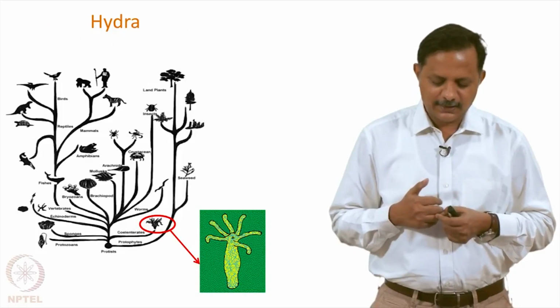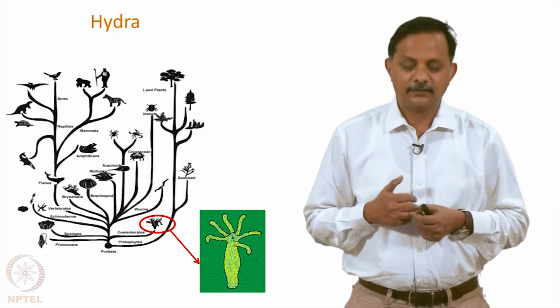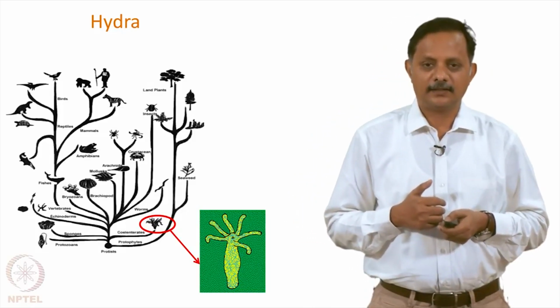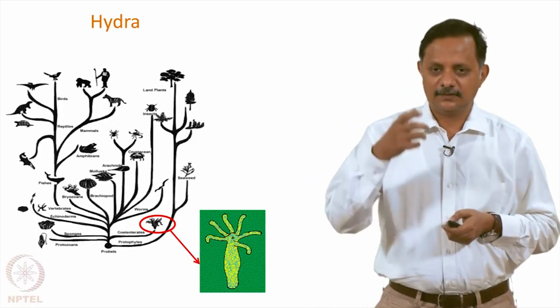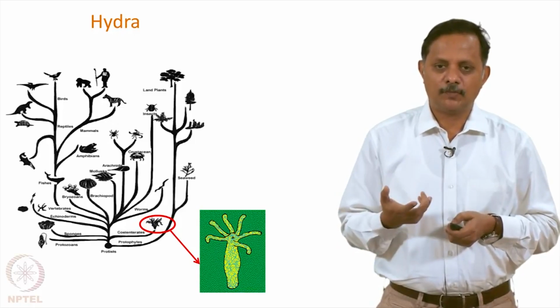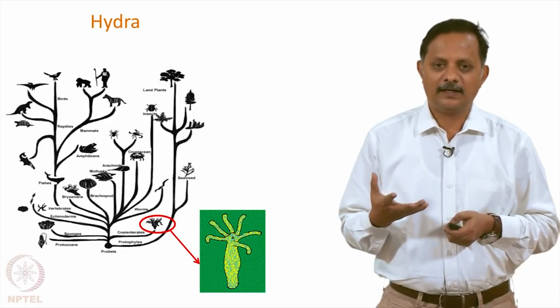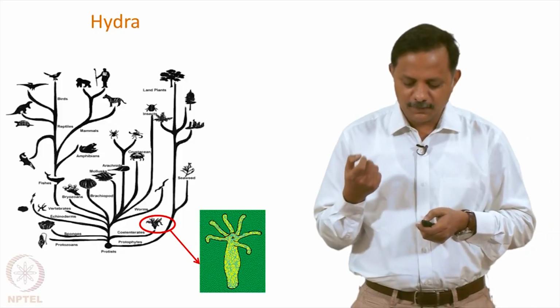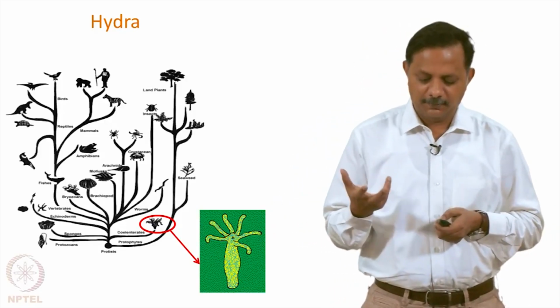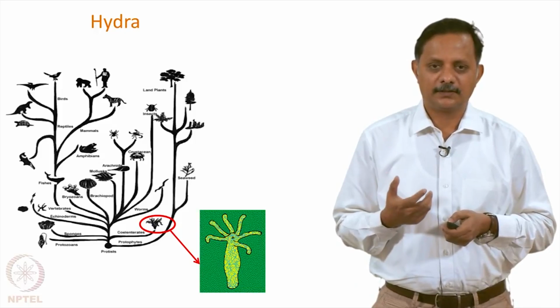So, let us look at an example from coelenterates, hydra. Now, hydra, you can see the picture of hydra on the right side, and it has a kind of stem-like structure, and at the top of it you have a bunch of finger-like extensions, and you also see a small orifice right in the middle of those finger-like structures.